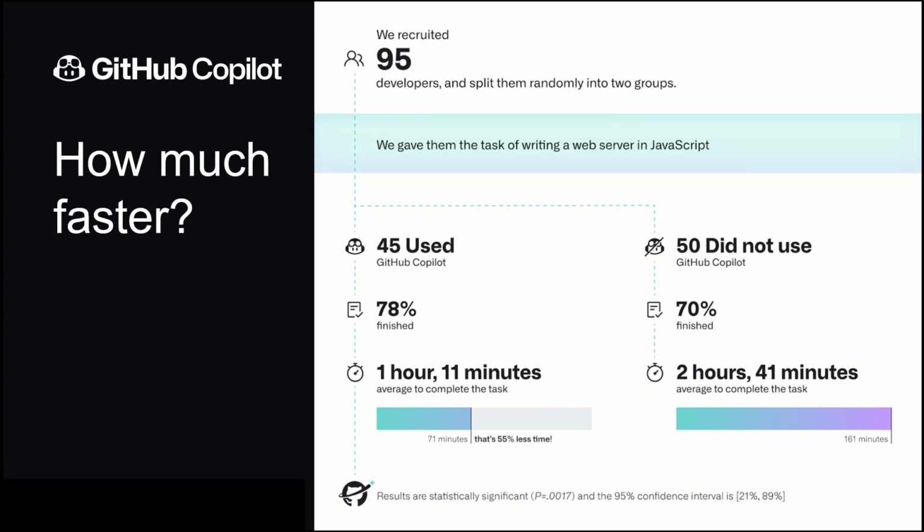But the biggest difference that we saw here is the amount of time on average it took them to complete this. So for the developers leveraging GitHub Copilot, they spent on average 1 hour and 11 minutes to complete the task, whereas those who did not took 2 hours and 41 minutes. And that's 55% less time when leveraging Copilot, which is just an amazing statistic.